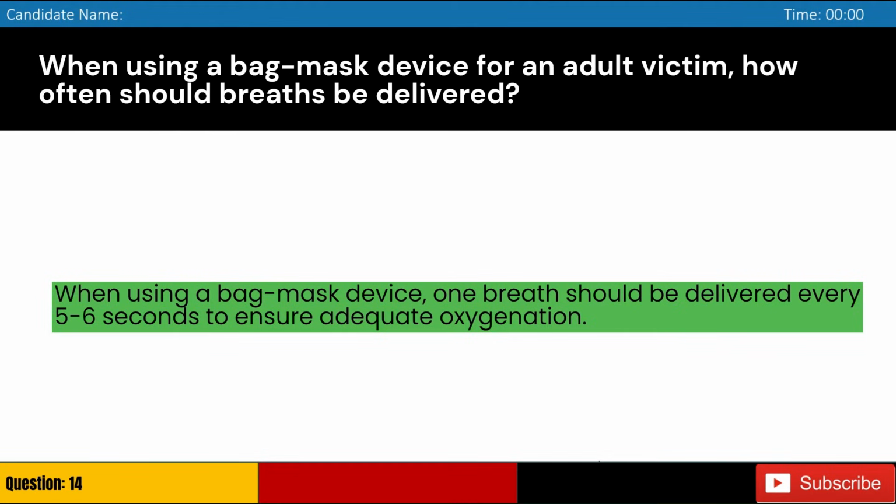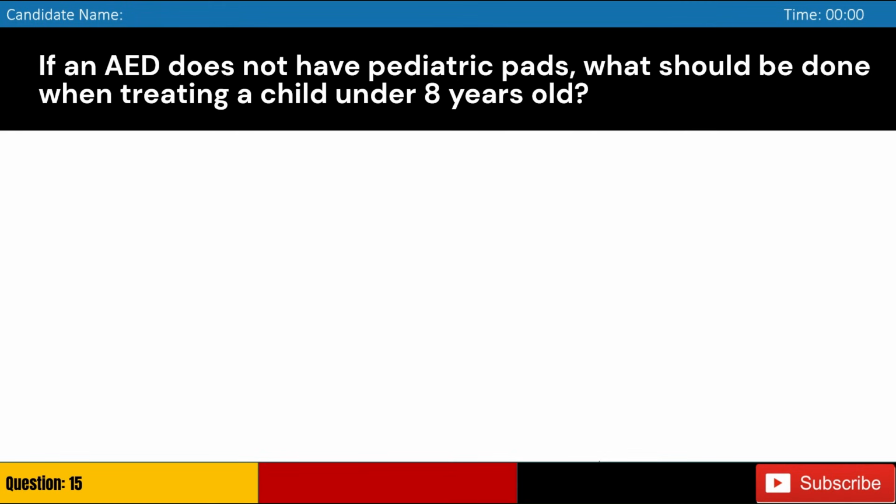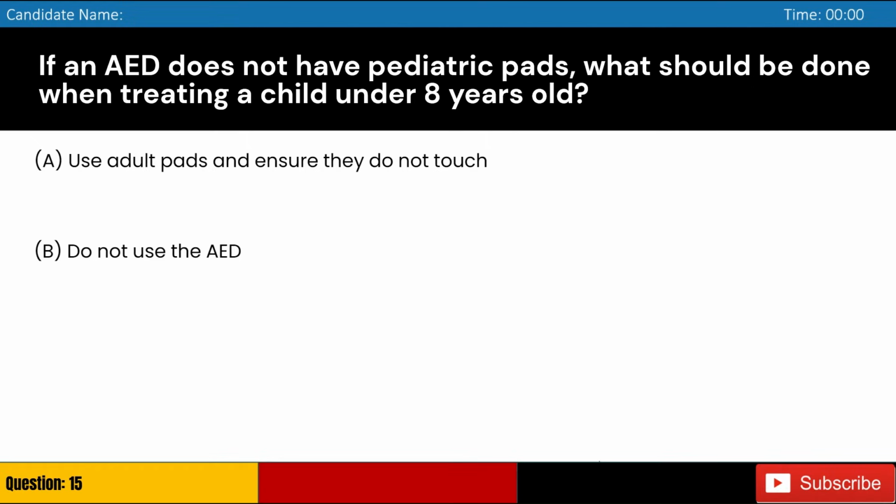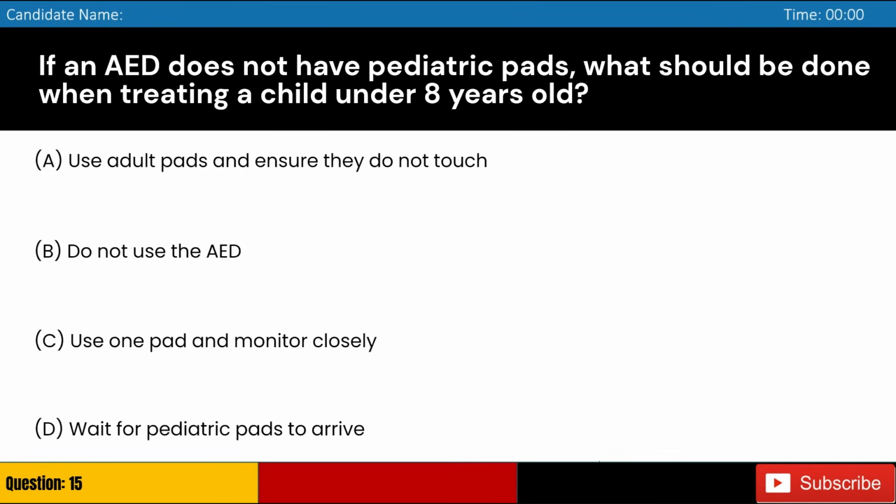If an AED does not have pediatric pads, what should be done when treating a child under 8 years old? A. Use adult pads and ensure they do not touch. B. Do not use the AED. C. Use 1 pad and monitor closely. D. Wait for pediatric pads to arrive.